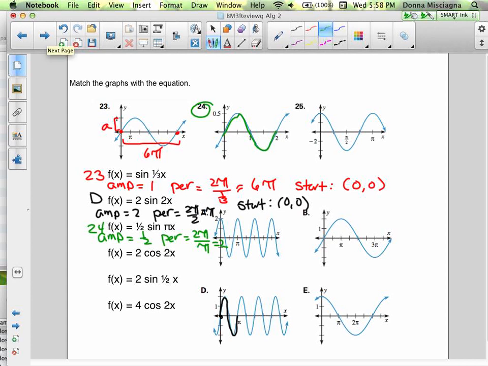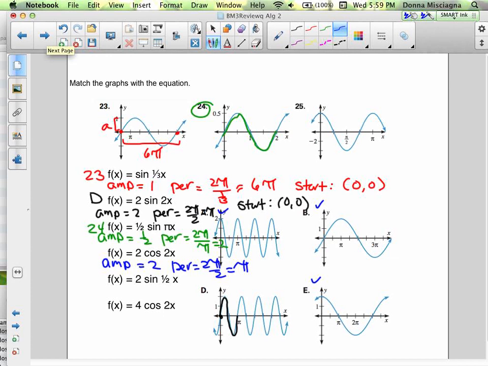Now we have f of x equals 2 cosine 2x. Amplitude equals 2. The period is 2 pi divided by 2, or pi. We had graphs left that had an amplitude of 2. I think there were 2. No, there were 3 graphs, sorry. So we have this one here that we haven't used, this graph here, and this graph here. Let's see which one is correct.